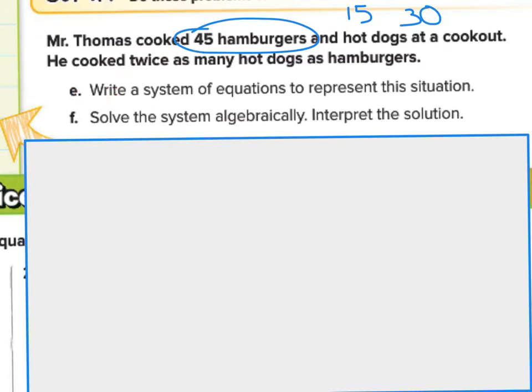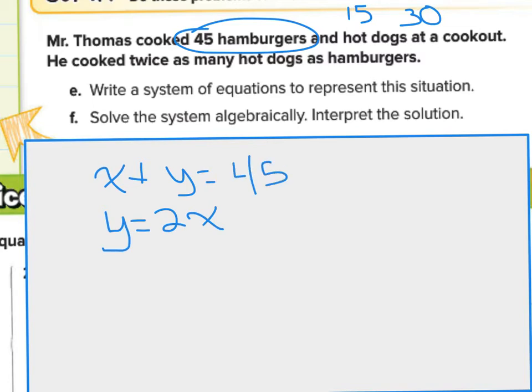Simply by looking at it, I could figure it out, but let's actually write it out the way it's supposed to be. Write a system of equations to represent this equation. So what we're saying is that we have x, right? We have our x is one value, and we have our y. We have our y will be represented by the number of 2x. Yes? 2x. And we know that x plus y is 45. Okay, those are my equations.